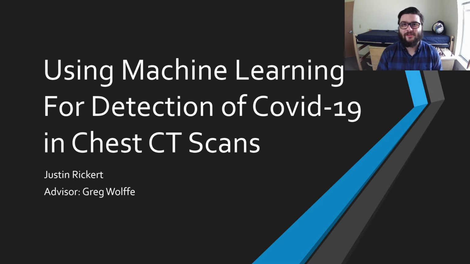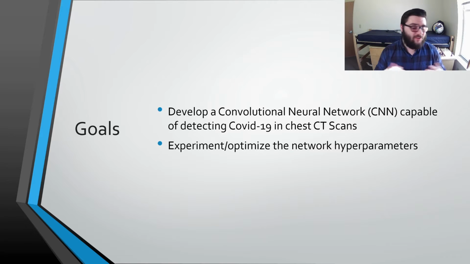Hi there, my name is Justin Rickert, and this semester I worked on using machine learning to detect COVID-19 in chest CT scans. Our two main goals this semester were first to simply develop a working convolutional neural network that could make accurate predictions on these chest CT scans. And then once we got that up and running, our second goal was to run experiments on the hyperparameters of the model and see if we could either squeak out some extra accuracy or maybe find some interesting insights in how the model works as a whole.